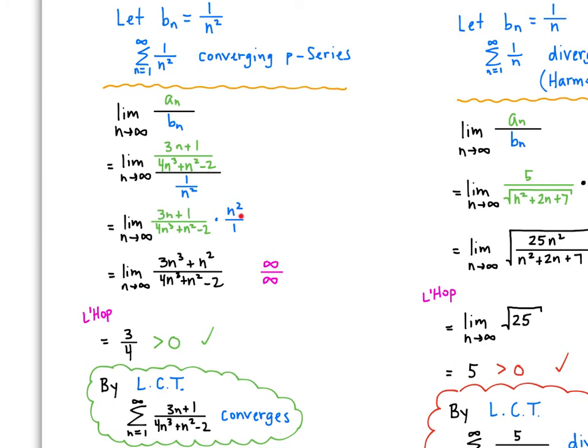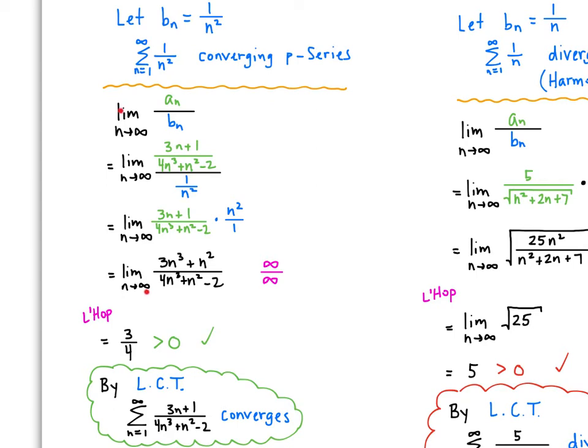Now we can clean this up, multiply the numerator by n squared, and we get the limit as n approaches infinity of 3n cubed plus n squared over 4n cubed plus n squared minus 2. If we use direct substitution, we have infinity over infinity. So we'll have to use L'Hopital's rule a few times. I kind of skipped over that. And we're going to be left with 3/4, okay? 3/4 is bigger than 0.